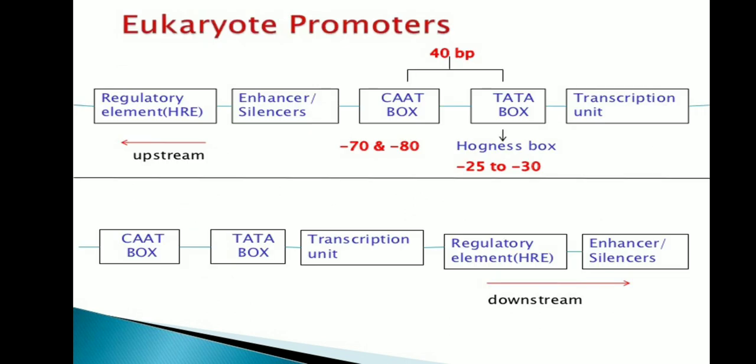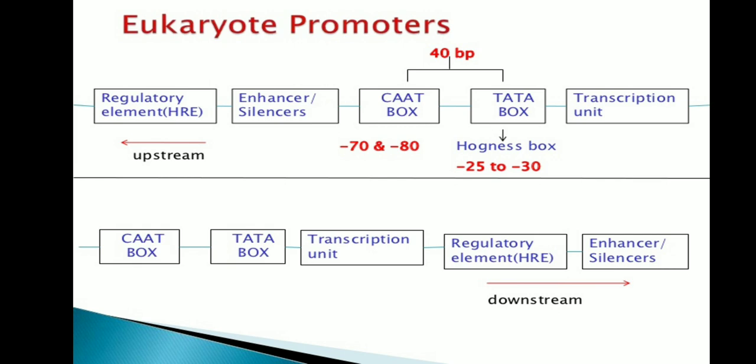You can see here the eukaryote promoters, which is called the Hogness box. There is a TATA box, from where the transcription will start. There is a CAT box also, and upstream to that there is an enhancer or silencer region, from where the transcription process will be enhanced, and there are regulatory elements.